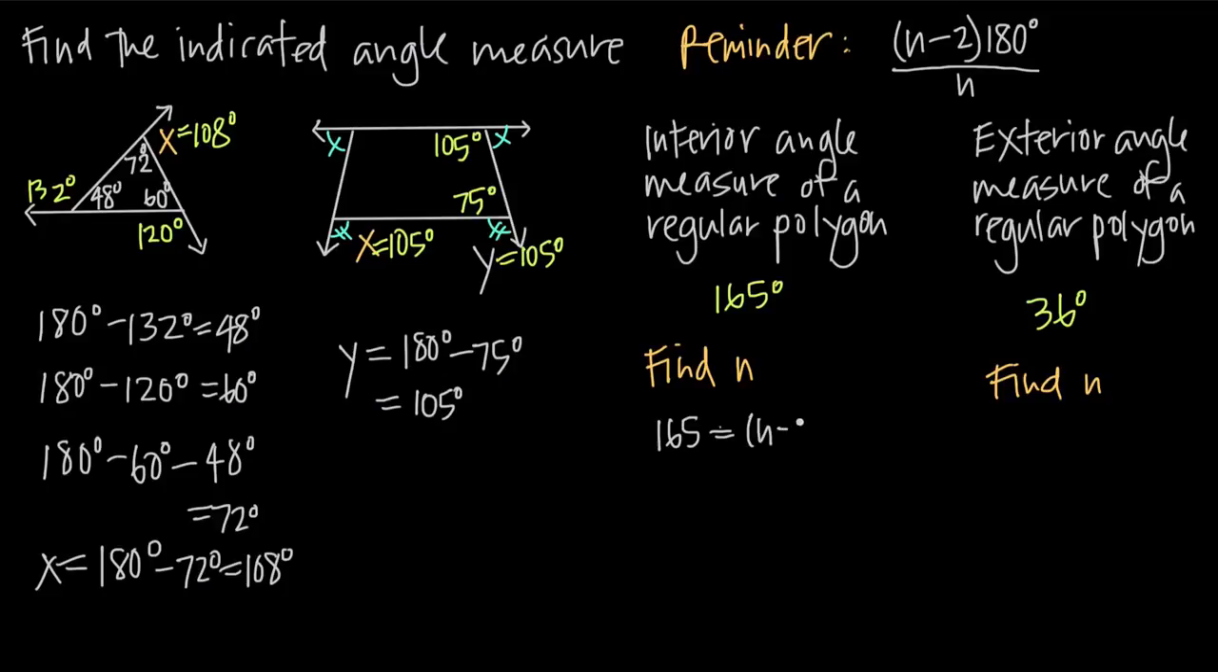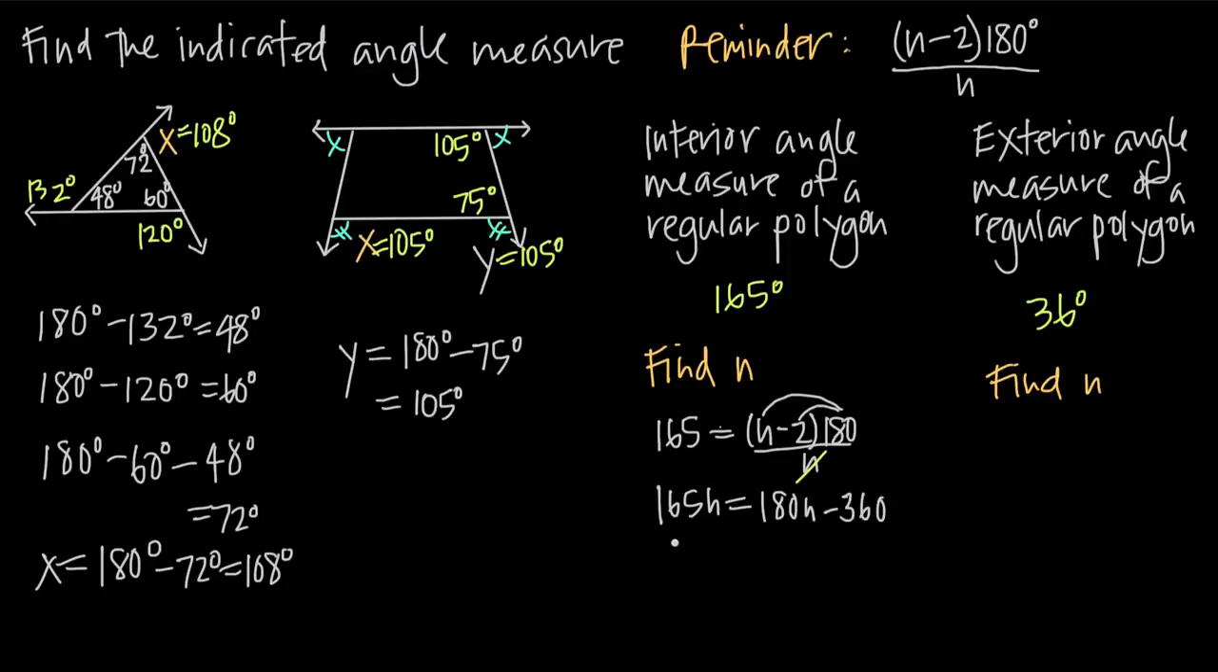So we're going to say quantity n minus 2 times 180, all divided by n. Now if we multiply both sides by n, we'll get the n to cancel over here, and we'll bring the n over here, so we'll be left with 165n is equal to the numerator remaining over here, and we can distribute this 180 across the n minus 2. So we'll get 180 times n is 180n, and 180 times negative 2 is negative 360.